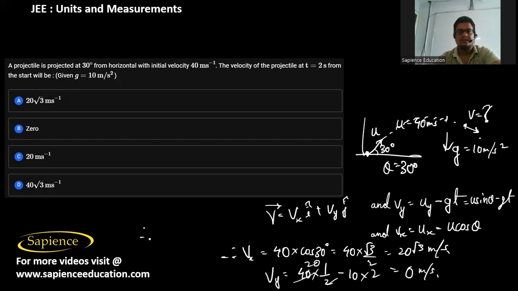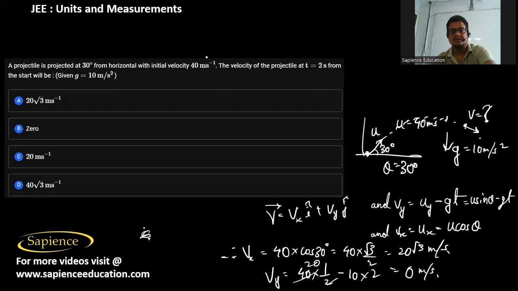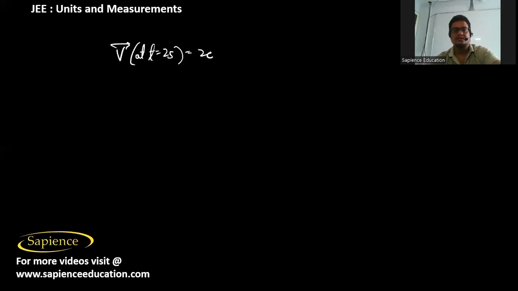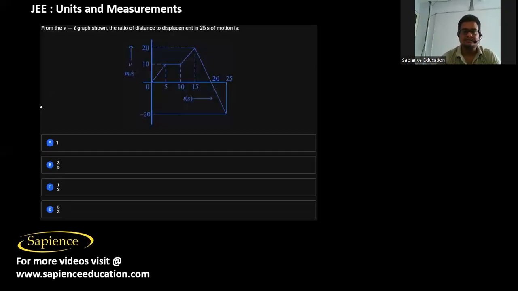So therefore the velocity at t equal to 2 seconds will be, on the x axis, 20 root 3 meter per second i cap plus 0 j cap. So therefore the magnitude of the velocity has been asked at t equal to 2 seconds, so that will be equal to 20 root 3 meter per second. So option A is the correct answer.